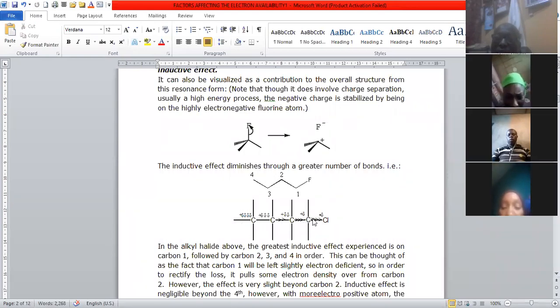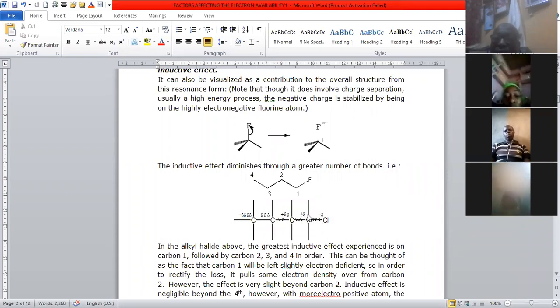This carbon is the one that is more affected by the inductive effect. This one is also affected, but not as much as this carbon, and it reduces as you go down like this. Here, this one is partially negative, and this carbon is partially positive. This delta means the partial positivity reduces as you go down like this.